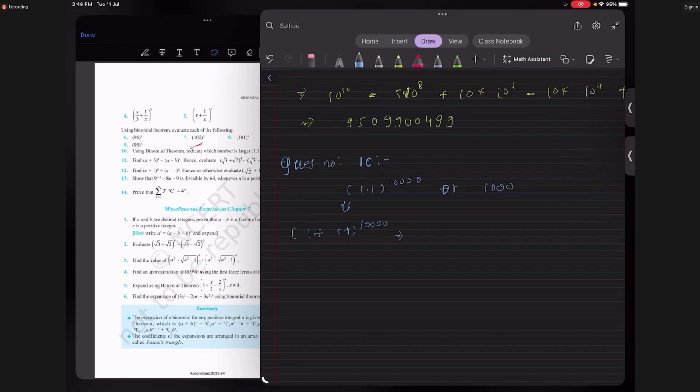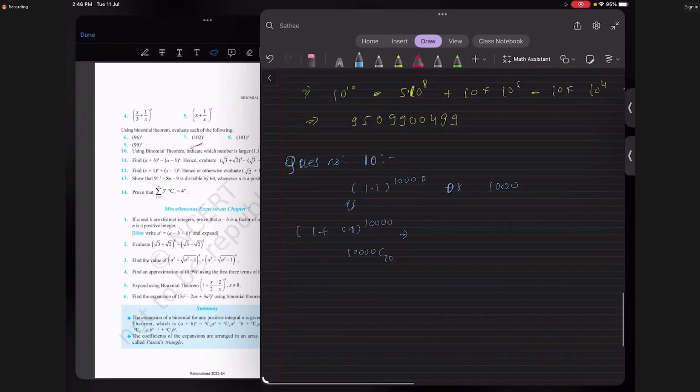If we write this expression in reverse order, this would be 10,000 C... let's write in a normal order only. So the first term would be 1 plus 10,000 C1 into 0.1 to the power 1, plus there will be some other positive terms.